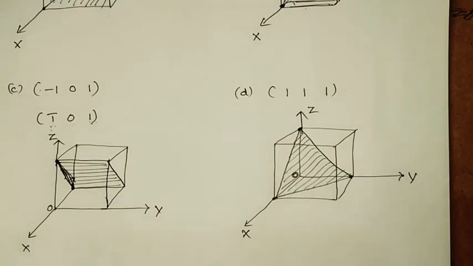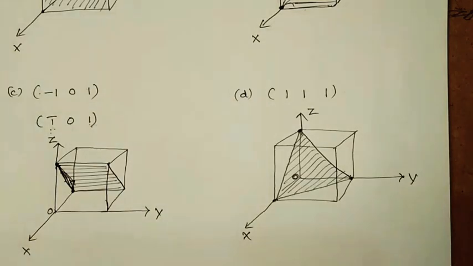Okay. So in this way, by knowing the Miller indices, it is very much possible to draw the planes, and by knowing the planes, it is possible to determine the value of Weiss indices, and by knowing the value of Weiss indices, it is possible to calculate the Miller indices. Thank you.